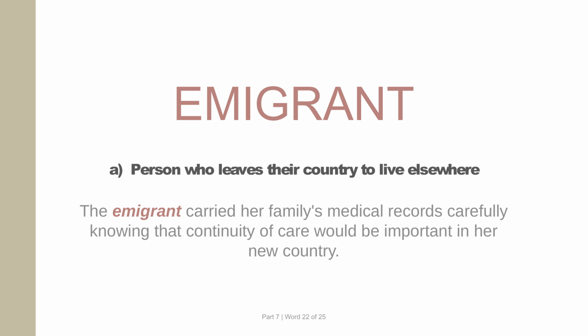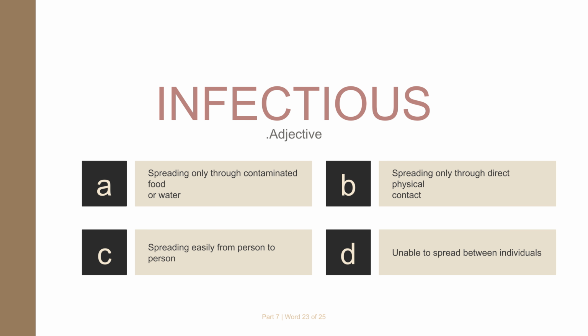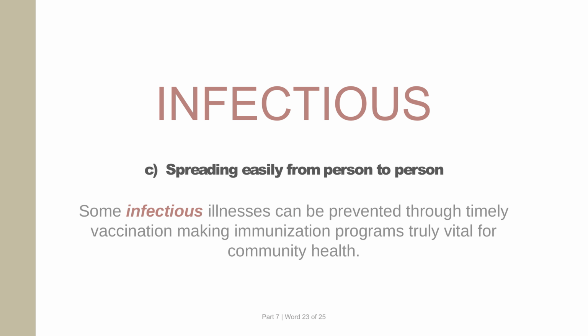Example: the emigrant carried her family's medical records, carefully knowing that continuity of care would be important in her new country. Question 23. What is the meaning of infectious? Option A: spreading only through contaminated food or water. Option B: spreading only through direct physical contact. Option C: spreading easily from person to person. Option D: unable to spread between individuals. Correct answer: Option C. The correct meaning of infectious is spreading easily from person to person.